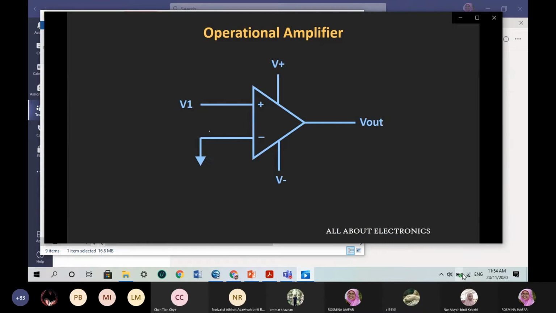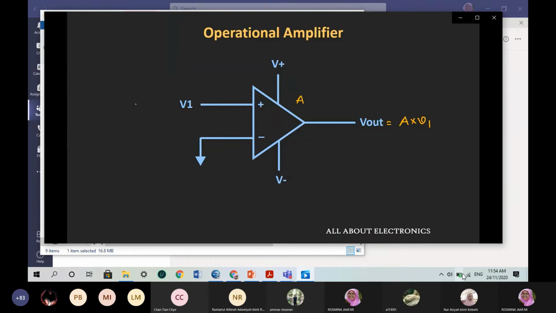So let's say we have applied a single input to this operational amplifier and we have grounded the other input terminal. Then at the output you will get A times V1, where A is the open loop gain of this operational amplifier. It is known as the open loop gain because it is the gain of the operational amplifier when there is no feedback from the output to the input side.